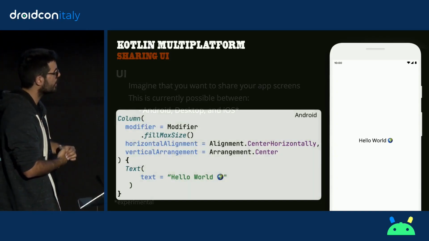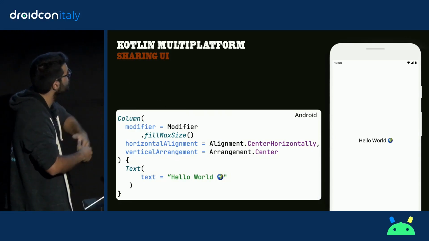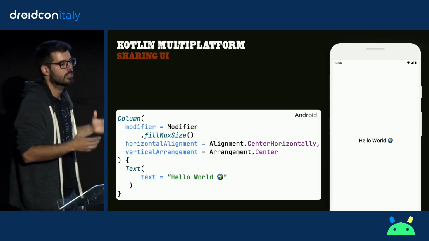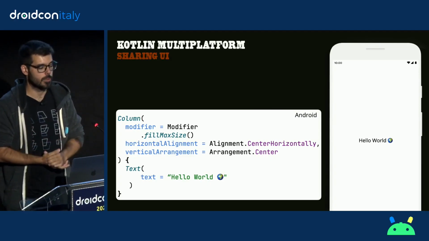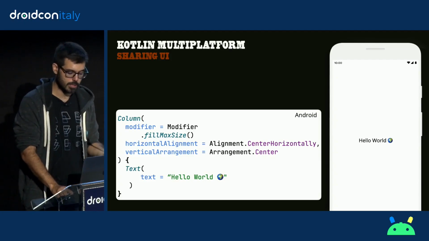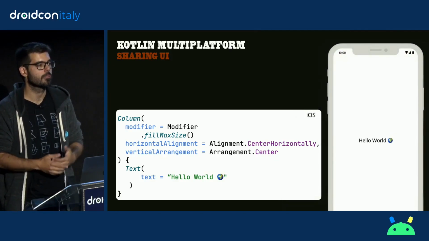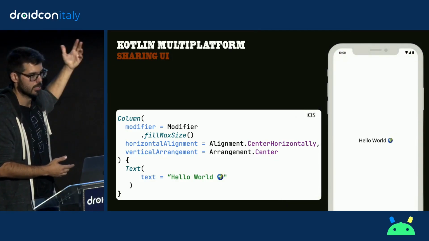So if we want to do this on Android, for instance, we do something like this. We've got a column. We're going to say that it's going to fill the entire screen. And we want its components to be centered on the screen. And I want to display a text. Okay? If I want to do the same thing for the desktop, it's the exact same code. And if I want to do the same thing for iOS, once again, it's the exact same code.